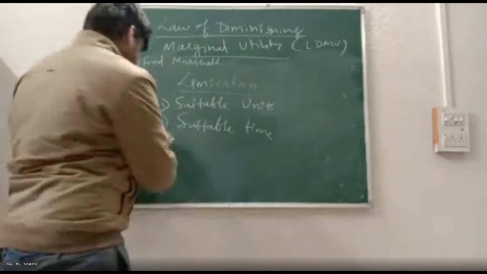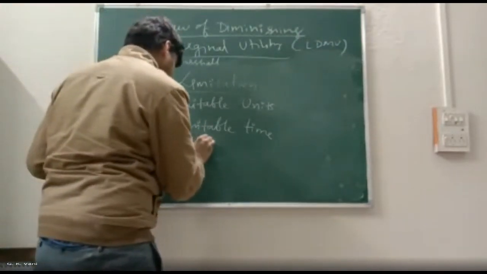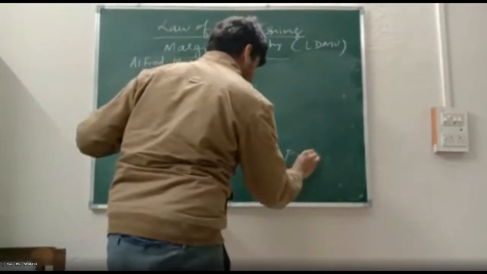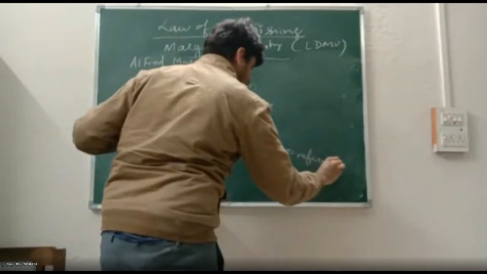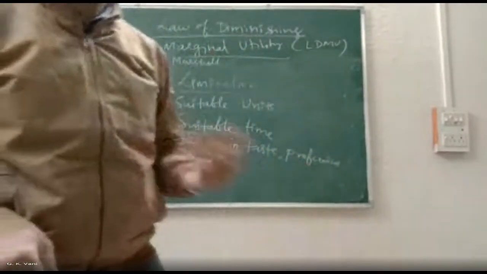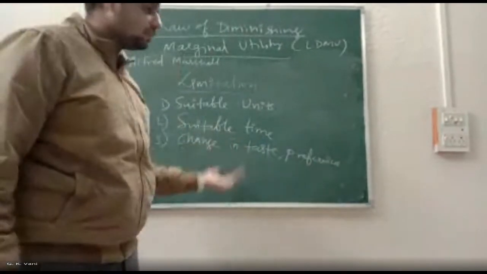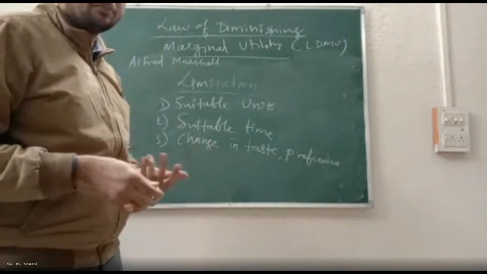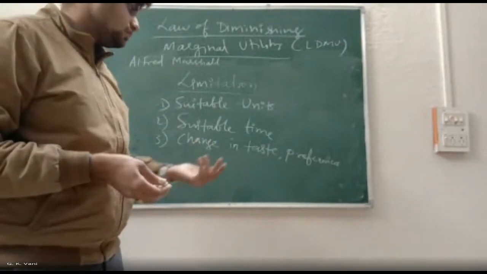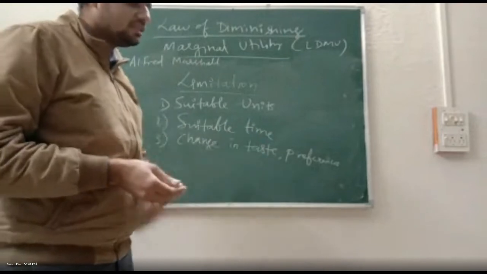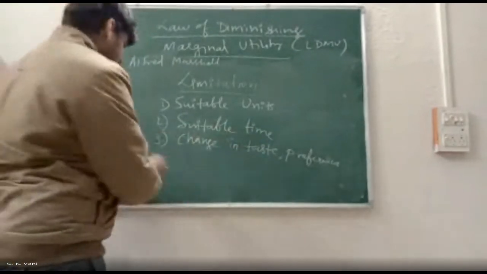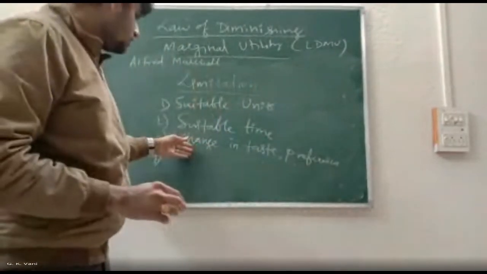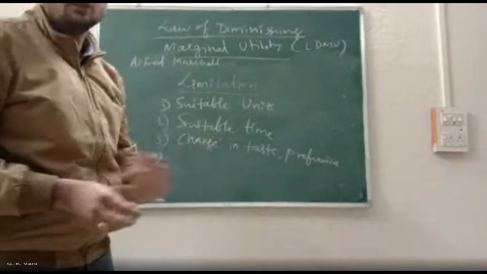Then change in taste. So suppose he used to prefer mango, but in between something happens during experiment, and he changes his taste preferences. Then also law will not be applicable because we impose some restriction that law says that taste and preferences should remain constant.